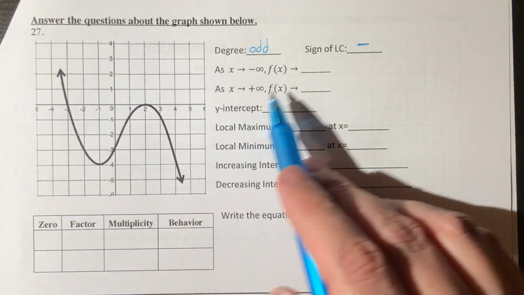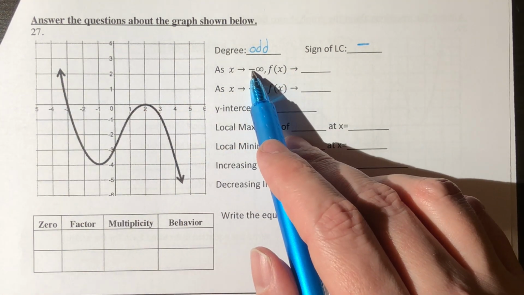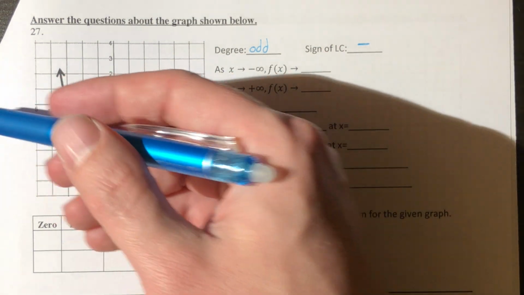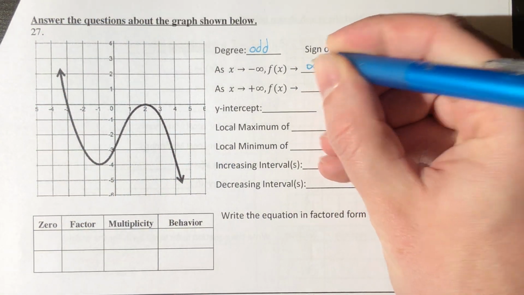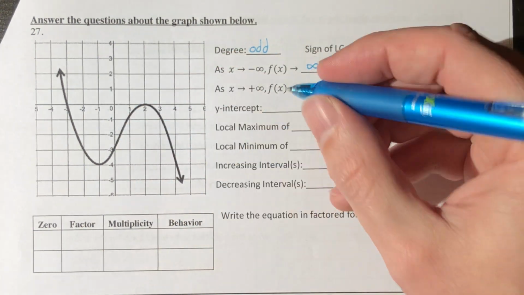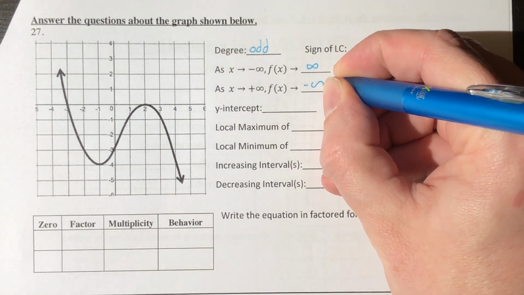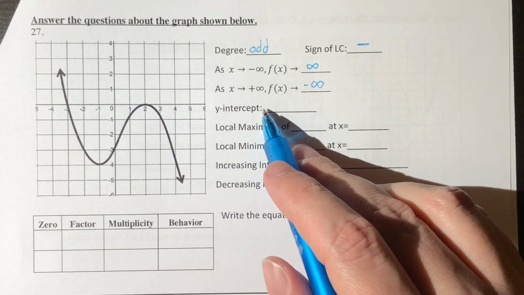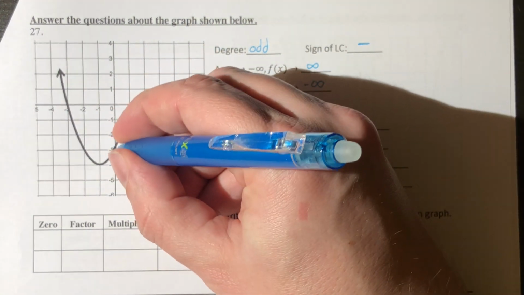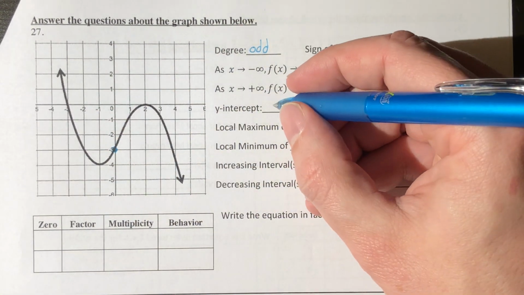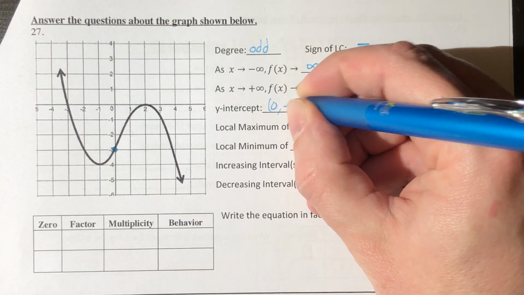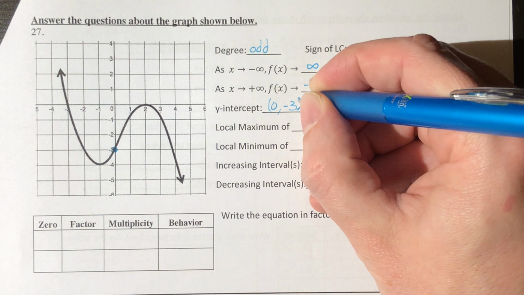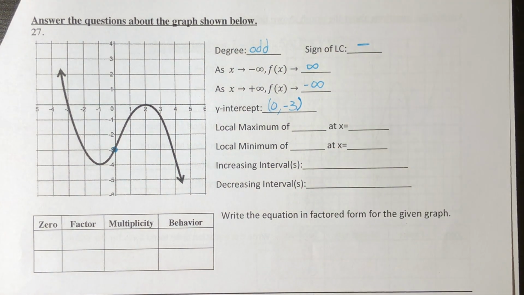I can look at the graph to figure these ones out. As x goes to negative infinity, as it moves left, my graph is going up to positive infinity. As it moves right, my graph is going down to negative infinity. My y-intercept is where it crosses the y-axis. My y-intercept is at the point (0, -3). My y-intercept is a point.